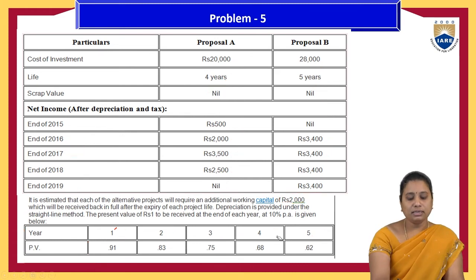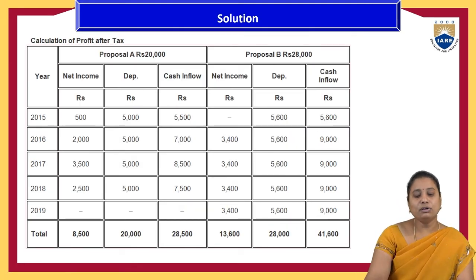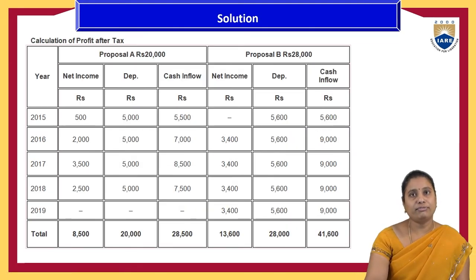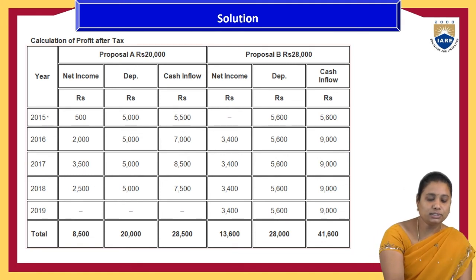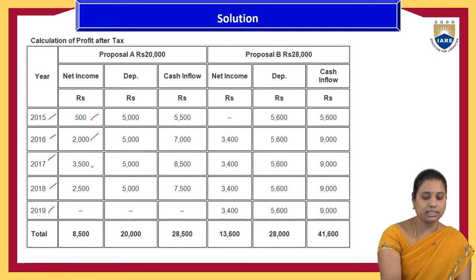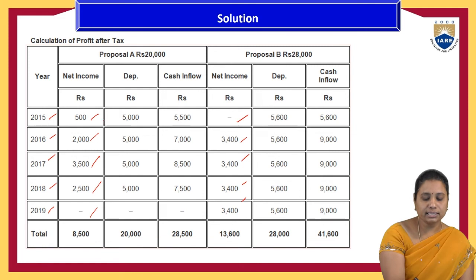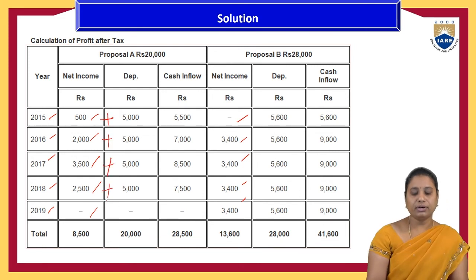So let us have the solution for this given problem. Calculation of the profits after taxes we have to see first of all. Years 2015, 16, 17, 18, 19 they have given. Net incomes, that is 500, 2000, 3500, 2500 and so on, and net income for the proposals. In the first year they won't get it, but in the next years they are going to get back these investments. But they have to add the depreciation amount, because depreciation by the straight line method is given.